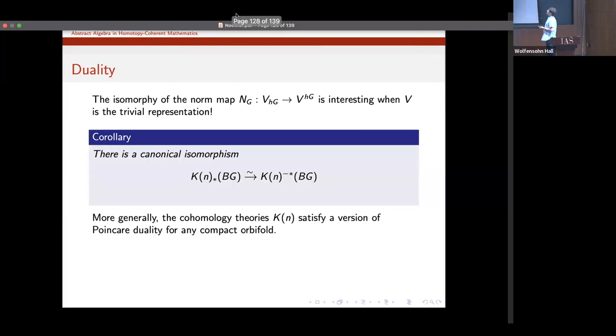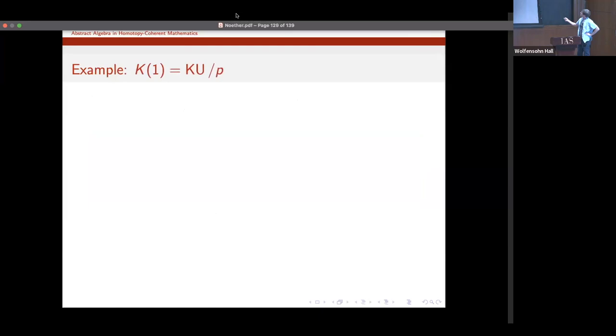Okay, so let me just say a few words about this duality phenomenon in a context where it will be a little bit familiar to you. Let's consider the only Morava K theory that we're equipped to understand right now, which is the first Morava K theory. Remember, that's complex K theory mod p. So let G be a finite p-group, and let me write Rep G for its representation ring. That's the usual complex representation ring. It's a free abelian group with one generator for every irreducible complex representation.